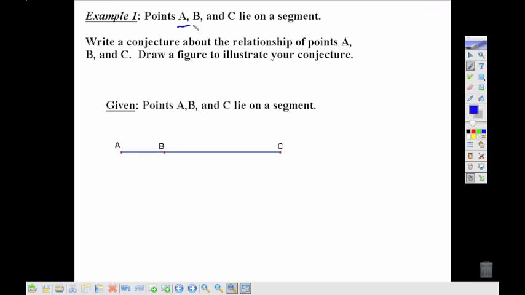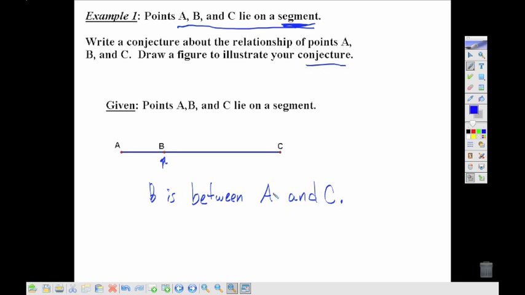We often use conjectures in geometric figures, and one of the key is to first look at what we're asked to do. And so we should start by looking at the information and drawing a picture that fits what they're giving us. So we're told to have a segment, so we put A, B, and C on a segment. Now we might be asked to give a conjecture about this, and so I might say, for example, that B is between A and C. Now that doesn't necessarily mean the statement is true or false, it's just a guess based on the picture that I have.